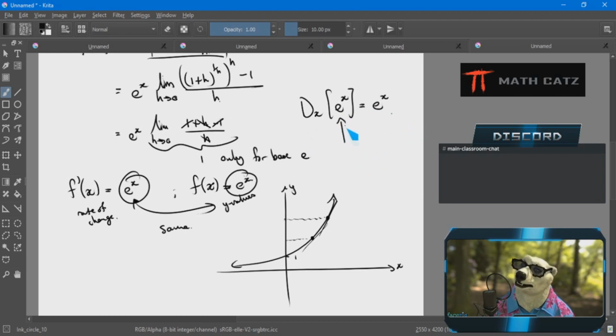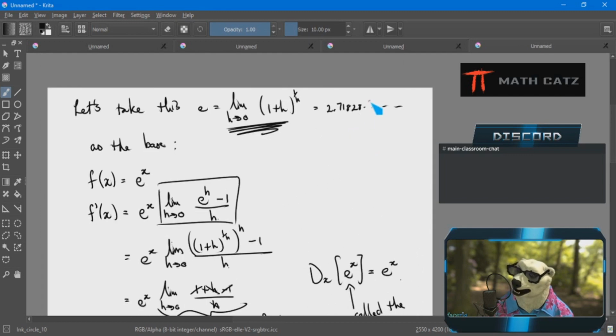So we call this the natural exponential function. And e is the natural base, which is quite ironic because it is hardly a natural number. It's actually not a natural number at all.